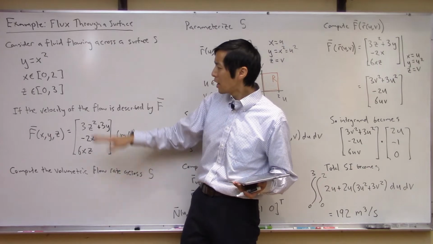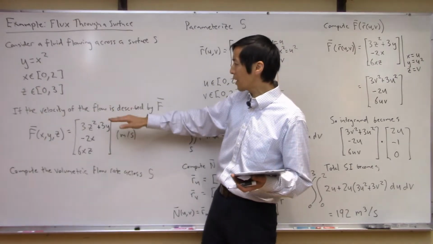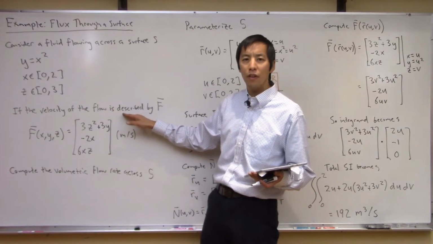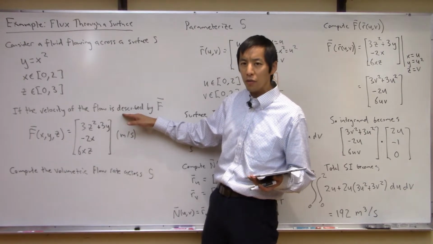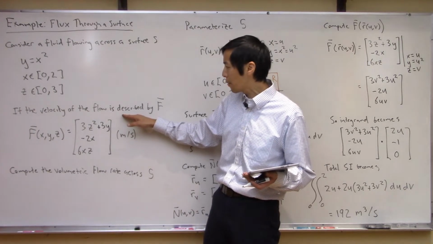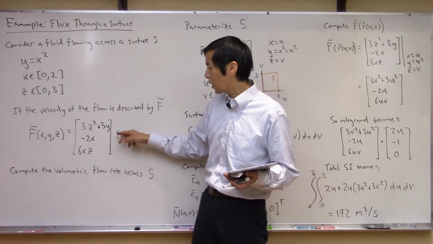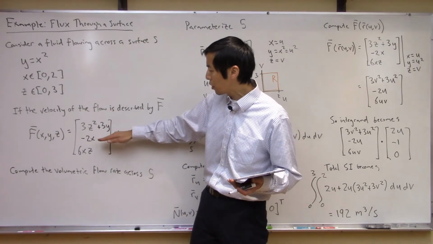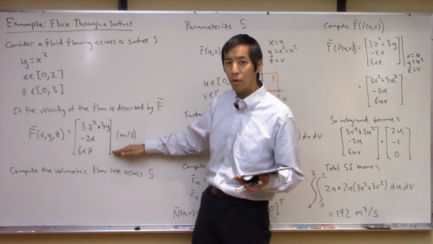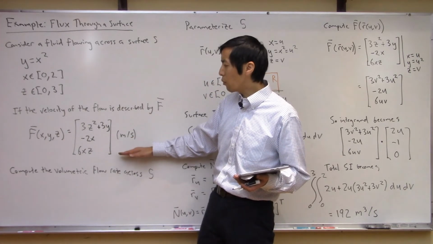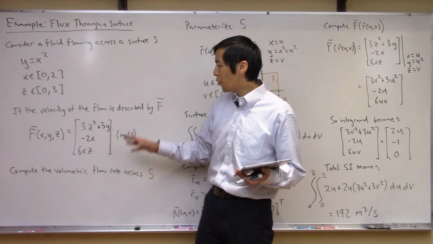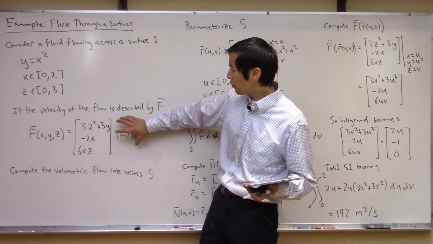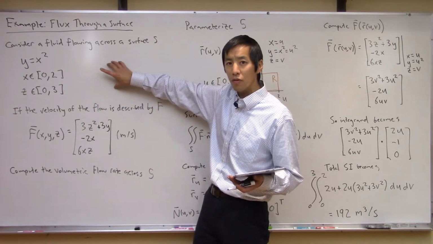Now, we've got that surface in space, and let's say we've also got a velocity flow field or a vector function, however you want to think about it, that's described by this. So at any given x, y, z location, here's the x component of the flow, here's the y component, and here's the z component. Now we want to compute the volumetric flow rate of this fluid field across this surface S.